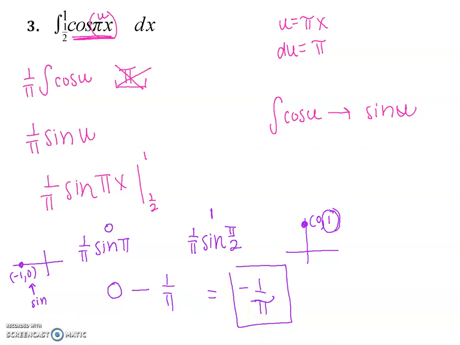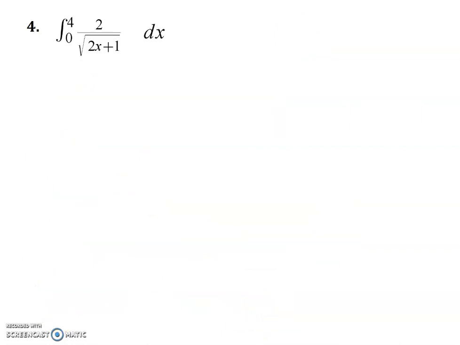Now let's look at one that is a rational function. Okay, so meaning we have something in the denominator. So I still want to pick the 2x plus 1. Okay, that's the part inside the square root. Okay. So then my du, the derivative of 2x is just 2. The derivative of 1 is 0.